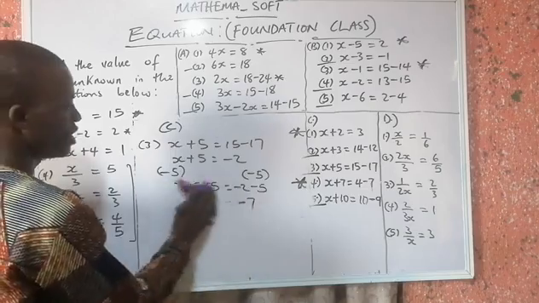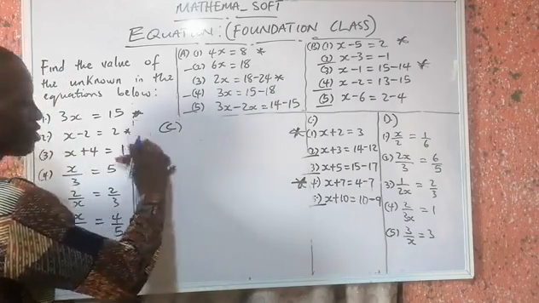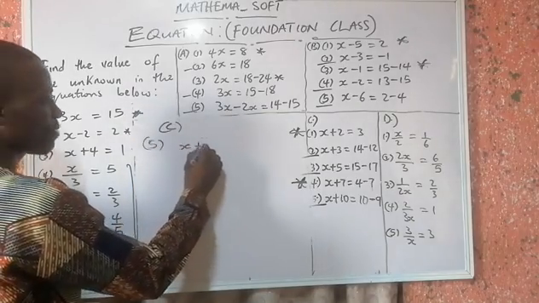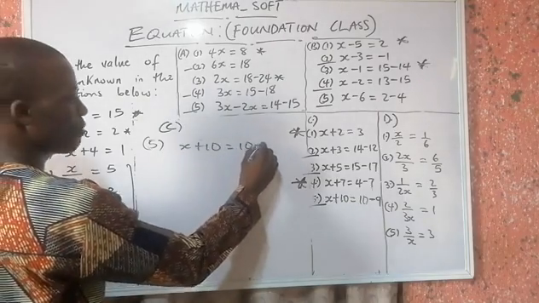Last in the category C that I will be solving with you is number 5. And number 5 states that x plus 10 equals 10 minus 9.